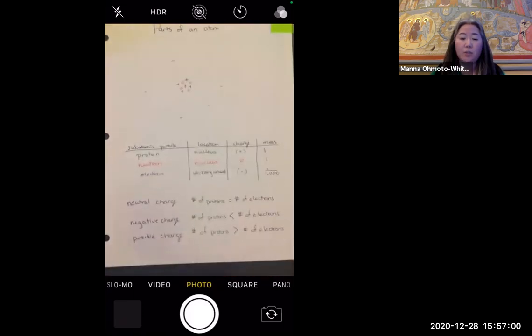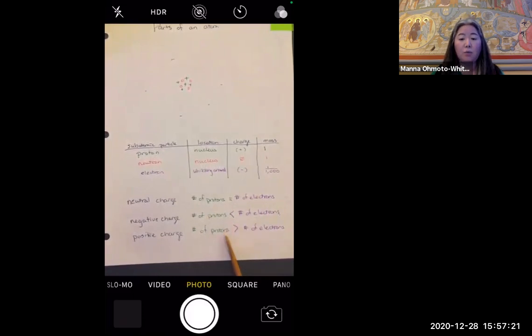With charges, we're going to be concentrating on the protons and the electrons because those are the only subatomic particles that are charged. If I have an equal number of protons and electrons, then I have a neutral charge. The two charges balance out. If I have more electrons than protons, I have a negative charge. And if I have more protons than electrons, I have a positive charge.